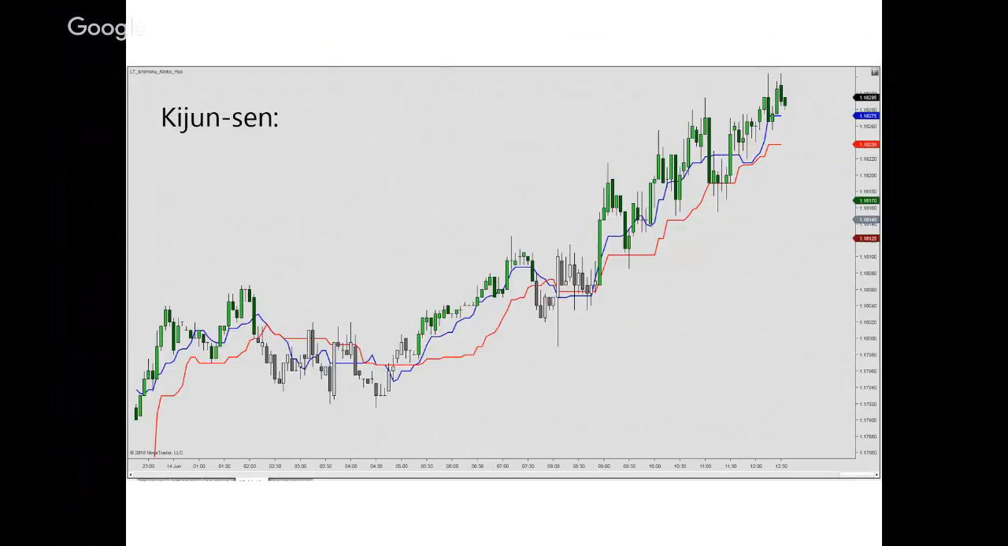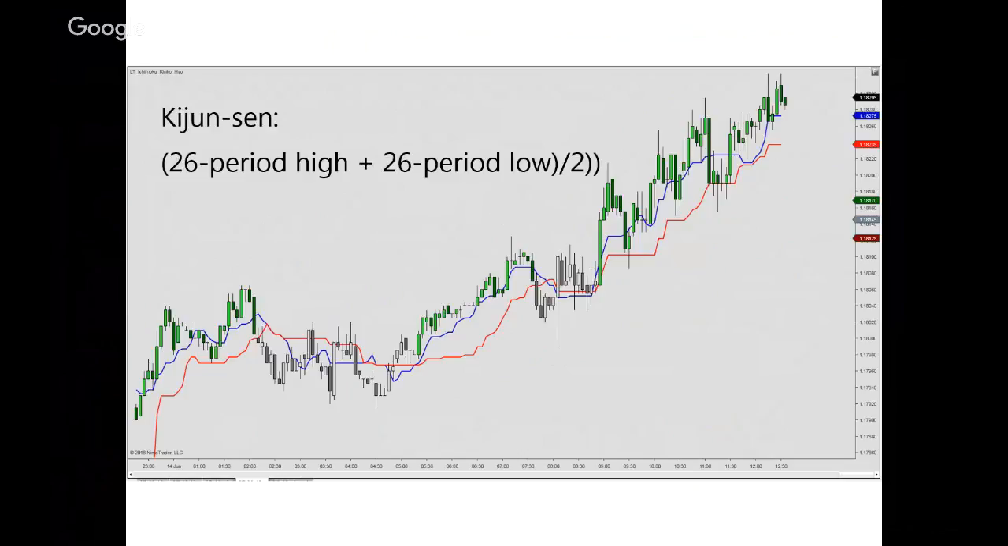And then we have the Kijun Sen. Kijun Sen applies the same calculation, but to a 26-bar period. And the relationship between the two is similar to that of a fast and a slow-moving average, as you see here. The 9-period follows the price plot pretty closely. And the 26-bar period, obviously, is slower.